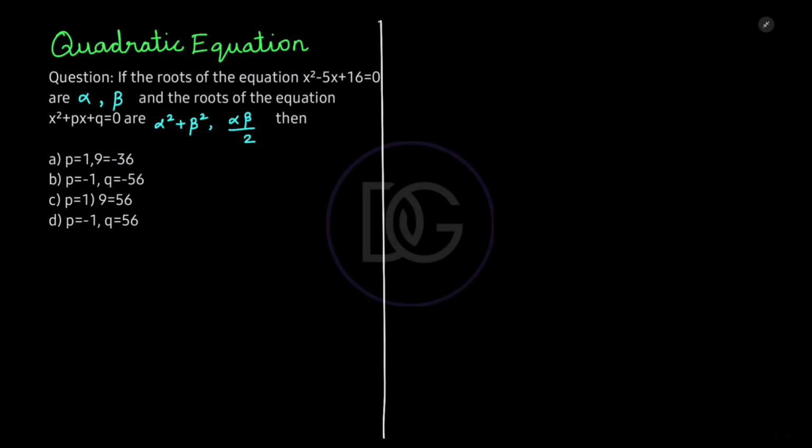In this question, they have given the equation x square minus 5x plus 16 equal to 0. For this equation, the roots will be alpha and beta. Another equation will be there, and for that they have given the roots: one is alpha square plus beta square and another one is alpha beta by 2. From the first equation, we need to find out what alpha and beta are.